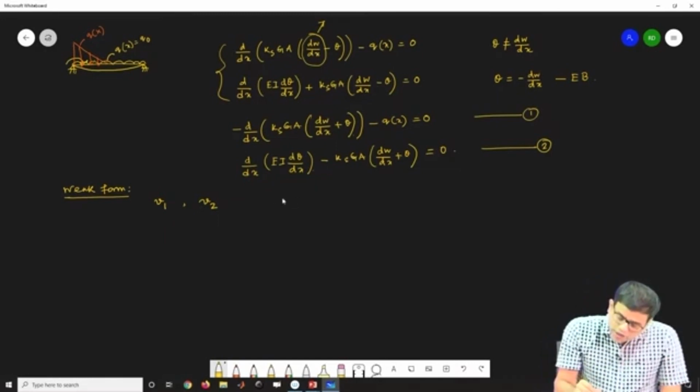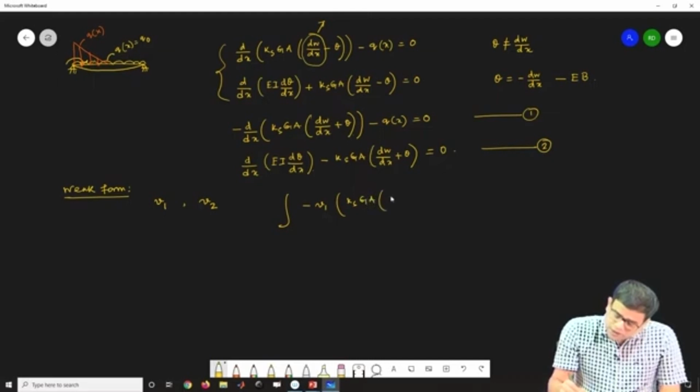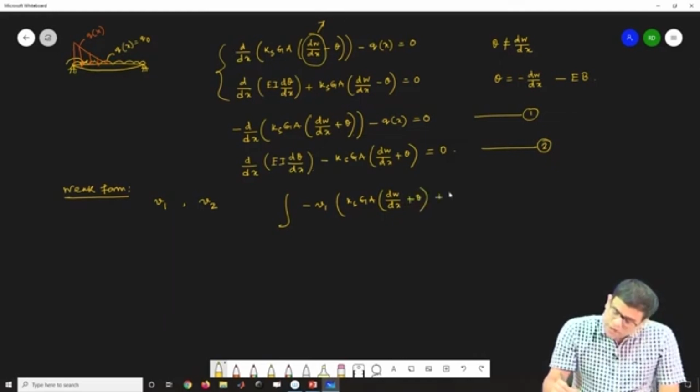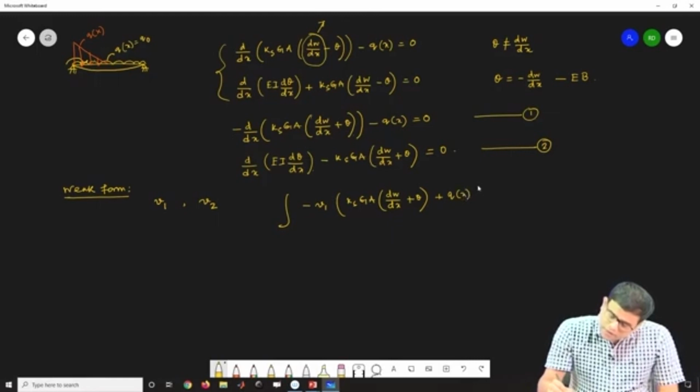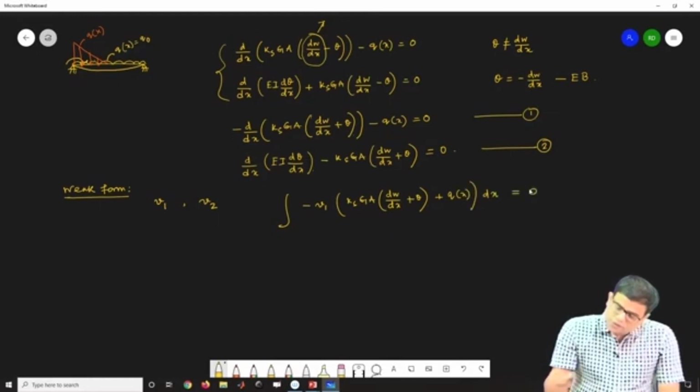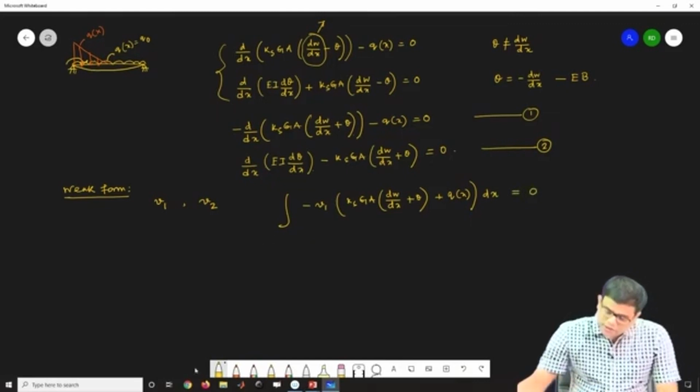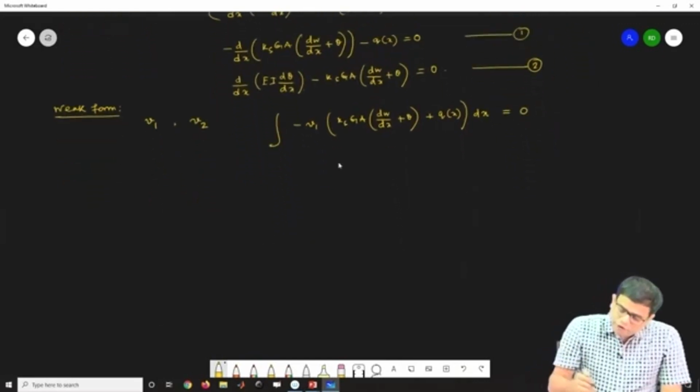So now if I just multiply this, that is minus of V1 into Ks Ga into dw dx, plus theta, minus will be plus qx into dx, that is equals to 0. So this is the first weak form, and the second weak form is again in terms of V2.